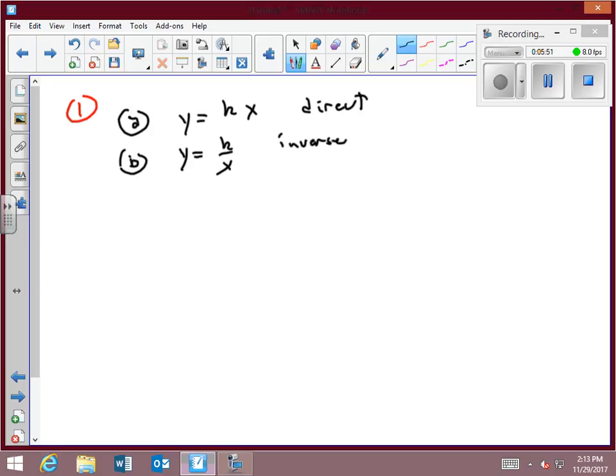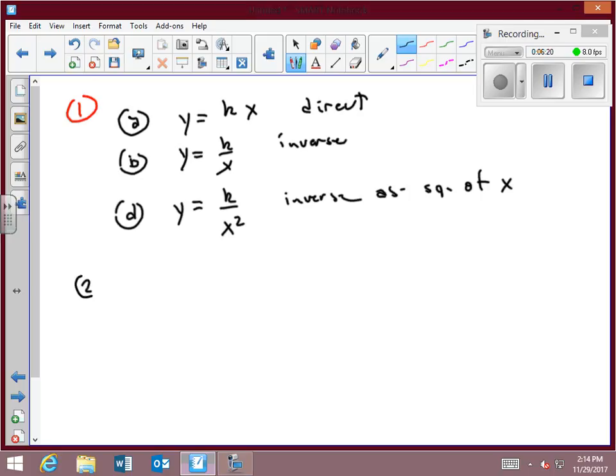Now, C would be neither. D would actually be this: y would vary inversely as the square of x. That's what you'd say there. Inverse as the square of x.